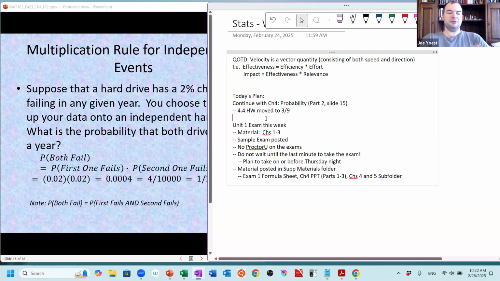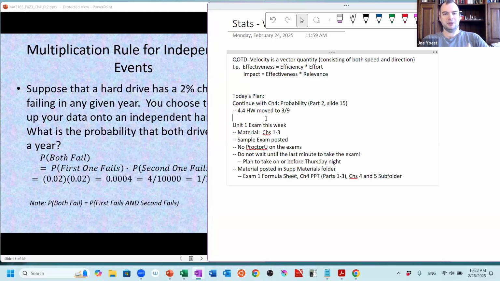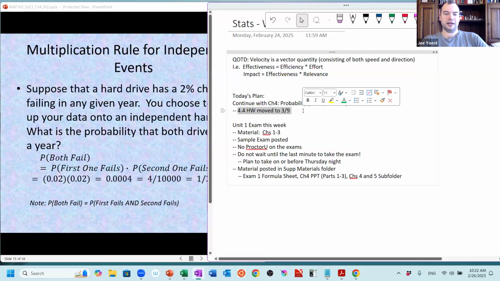So that 4.4 homework I kicked back a week, but the 4.2 multiplication rule section I think is still due this week, and I think that's the only section that's due. But so I moved 4.4 back, but all of the other homework that was originally due this weekend still will be due.